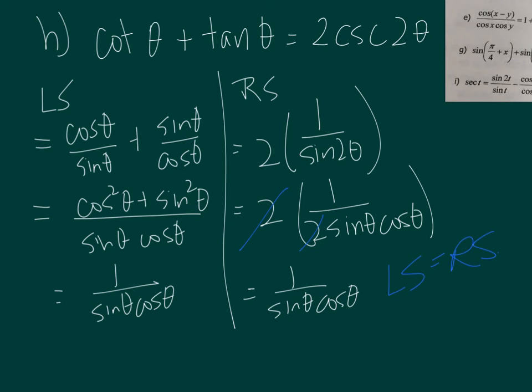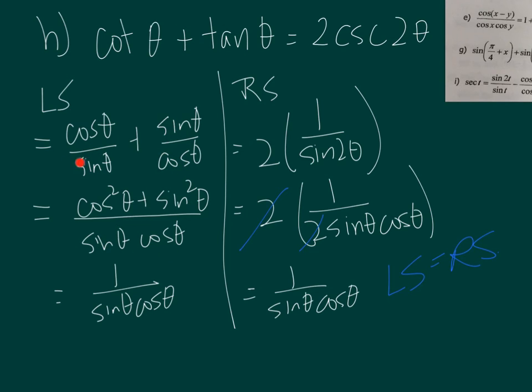Well, this is the last trig identity I think I'm going to do tonight, and then I've got to work on some other stuff. This one is cotan theta plus tan theta, and like I've done in class, I always change things to sine and cosine. So cotan theta is cos theta over sine theta. Tan theta is sine theta over cos theta. I get a common denominator of sine theta times cos theta.